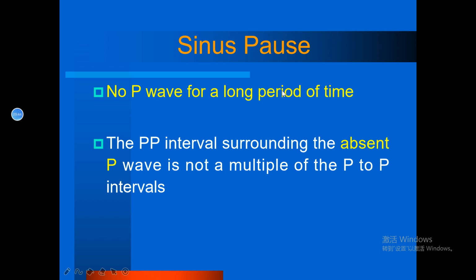Okay, sinus pause means that there is no P wave for a long period of time, and the PP interval surrounding the absent P wave is not a multiple of the P to P interval. So how can we interpret this statement?